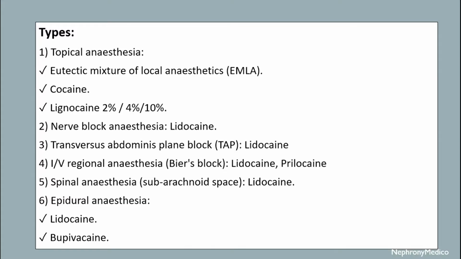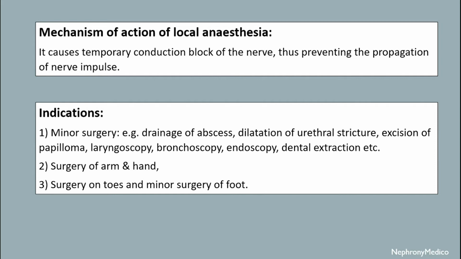Types. It may be topical anesthesia, nerve block anesthesia, transversus abdominis plane block, IV regional anesthesia, spinal anesthesia or epidural anesthesia. Mechanism of action. It causes temporary conduction block of the nerve, thus preventing the propagation of nerve impulse.